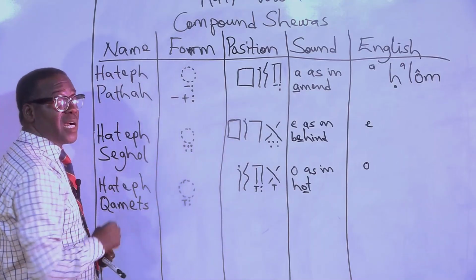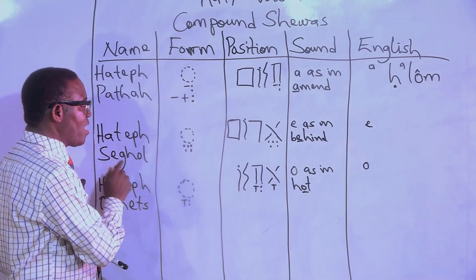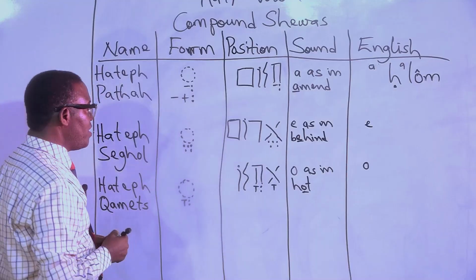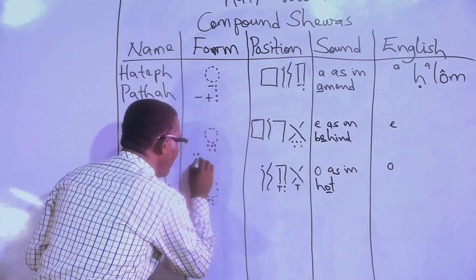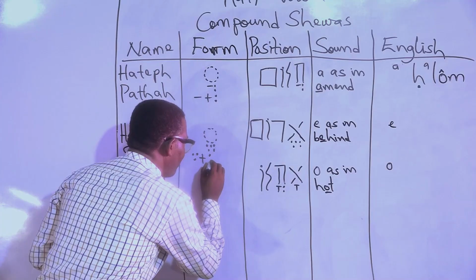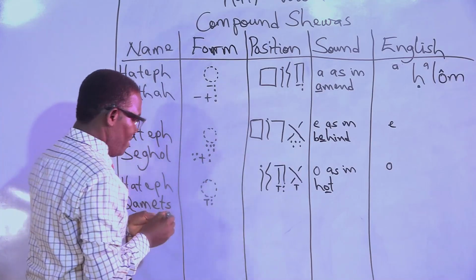We'll come to the second one. Hateph Segol. Hateph Segol is the combination of segol, the short E vowel, plus shewa.